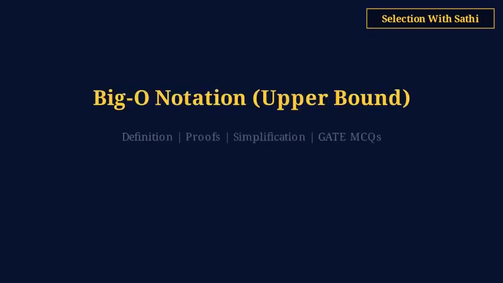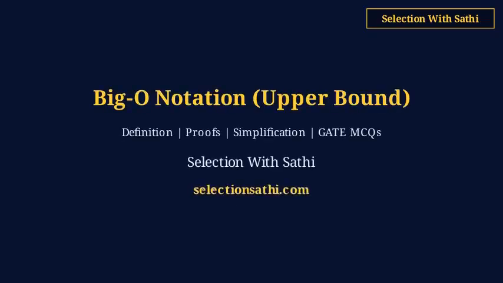That wraps up our deep dive into big O notation. We covered the formal mathematical definition, the step-by-step proof technique for finding c and n0, worked through textbook examples including a proof by contradiction, and solved a gate-style multiple-choice question. Practice these proofs until they become second nature.